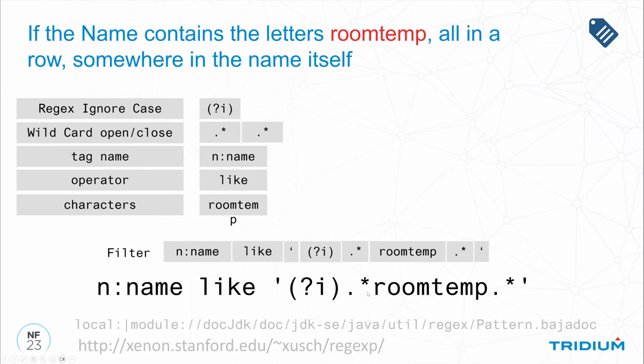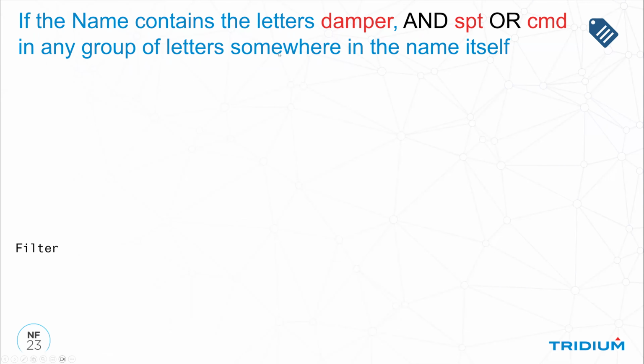And then this is what it translates into, the actual tag rule. So here's one: if the name contains damper and, so an "and" means it has set point or SPT or command. Here I have to have damper and set point or damper and command together, but they can be either or in that same rule.